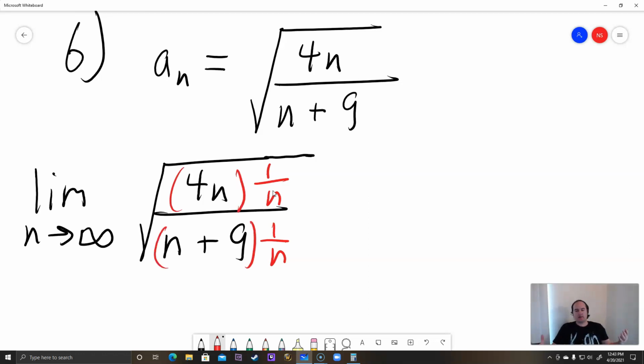And the reason I'm allowed to do it inside of the square root is 1 over n divided by 1 over n is just 1. So we're multiplying the inside of the square root by 1, but that doesn't change anything. It's just rewriting it in a different way.